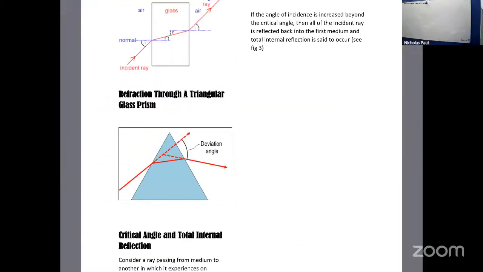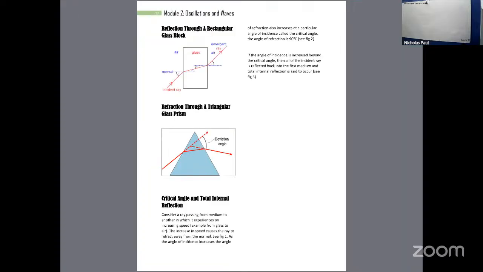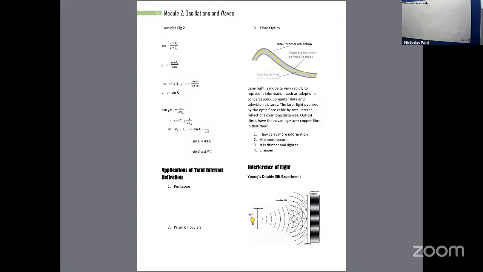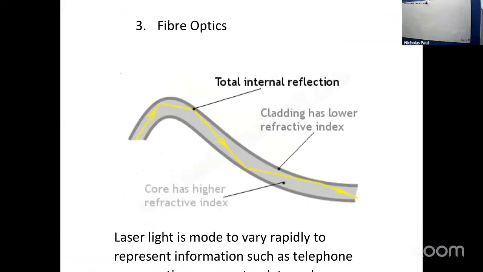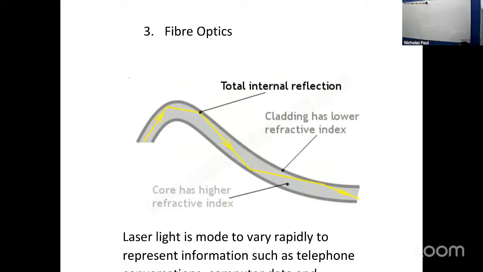Right, we talk about total internal reflection and we talk about critical angle. Right here we have an application of total internal reflection. So for example, in fiber optics, Keshav, in fiber optics, right? Do you want the rays to come out?